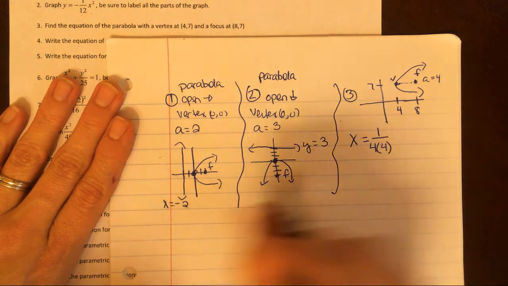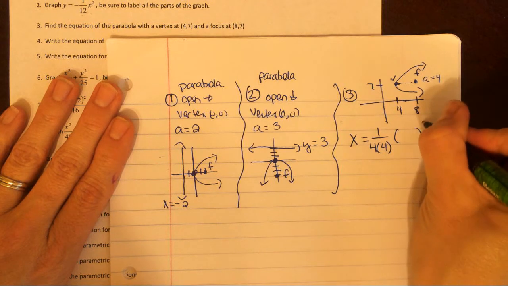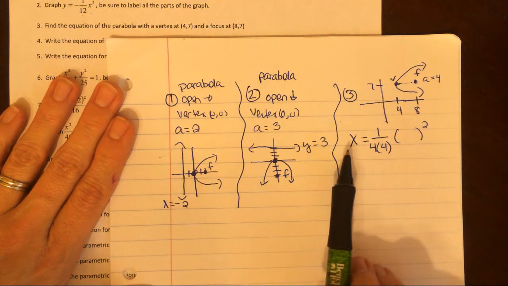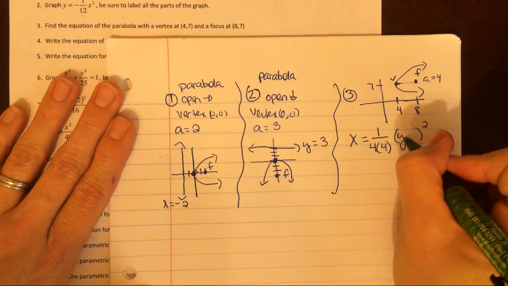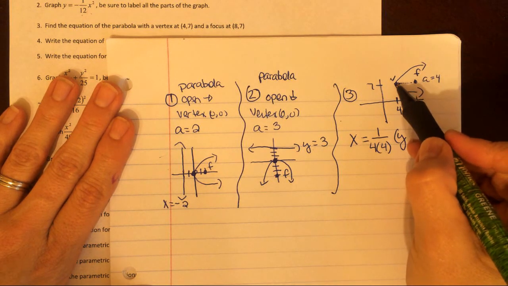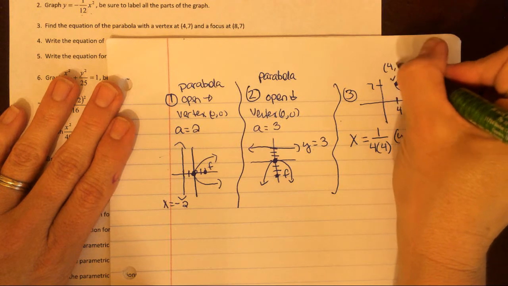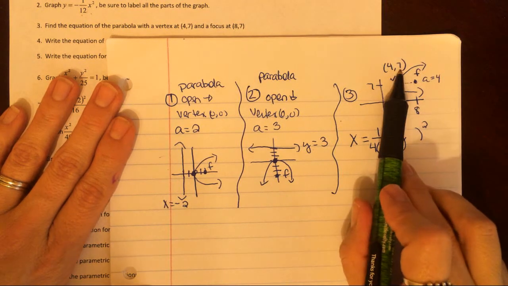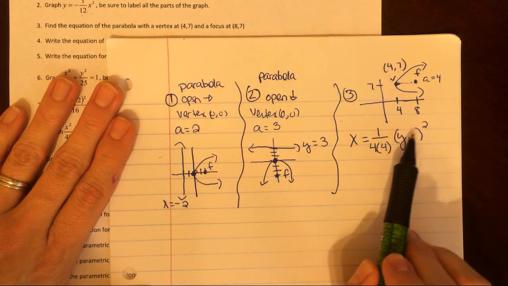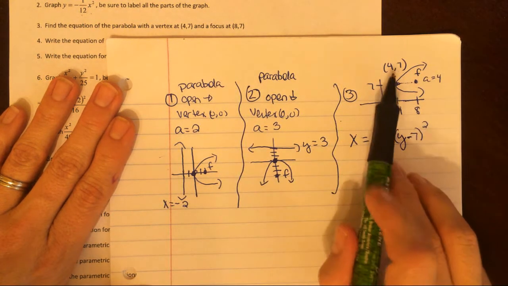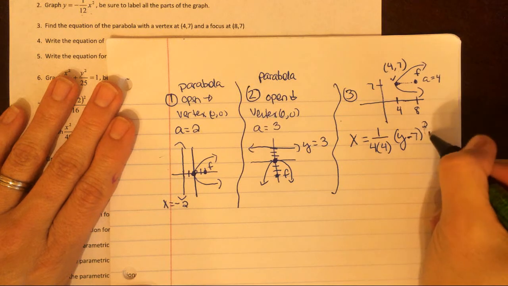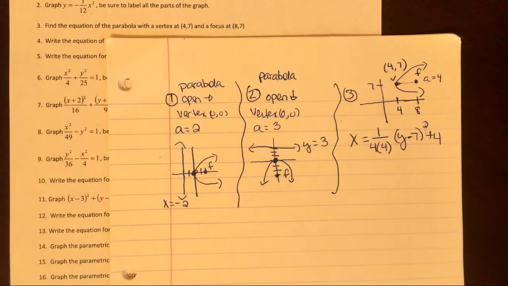My vertex is not at the origin this time, so I need parentheses. If this is my x, that means my y is the one that goes here. So my vertex, I had a point at 4, 7. So I take the y value and I put it in here, because it's going in parentheses, I do the opposite. And then I take my x value and I place it out here.